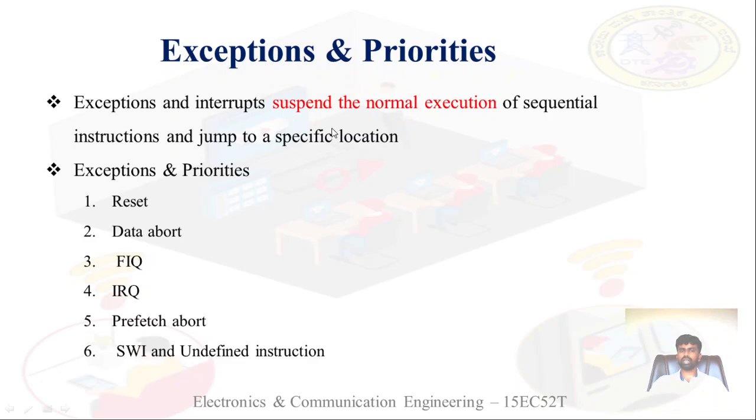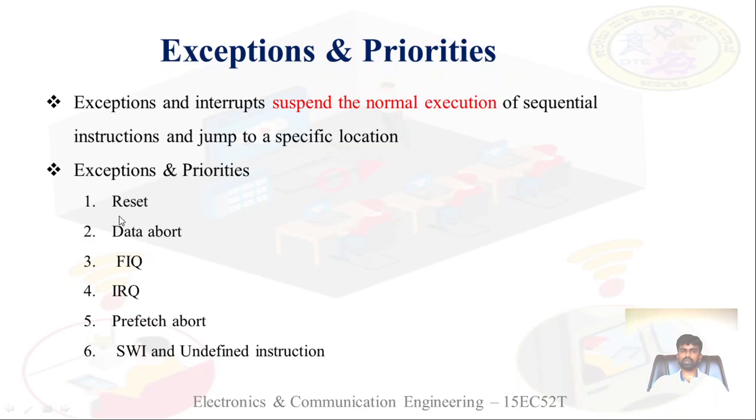If an FIQ interrupt occurs, it will jump to that particular mode, that is FIQ, fast interrupt mode. These modes have their own priority. Why is priority required? For example, if two exceptions or interrupts occur at a time, the processor is able to handle only one interrupt at a time. At that time, this priority will help to handle those situations.